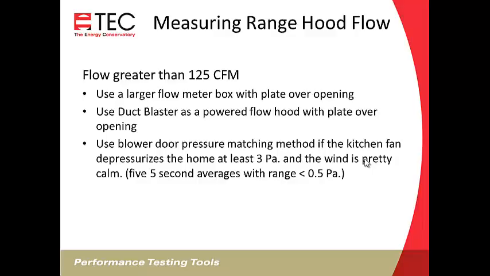What I would recommend for determining if the wind is pretty calm is to set your gauge to 5-second averages. So set the time average to 5 seconds and write down 5-second averages. It takes 25 to 30 seconds to take these readings. Write them down. If the range, the difference between the highest and lowest of those, is less than 0.5 pascals, then you're going to get pretty accurate readings. If it's larger than 5 pascals, then your accuracy is going to start dropping off fairly quickly.